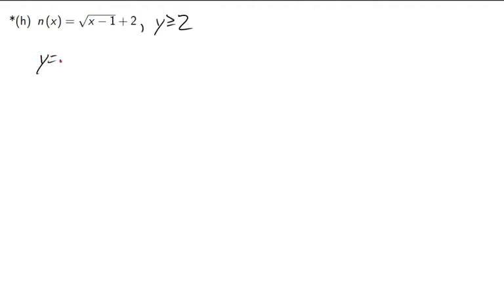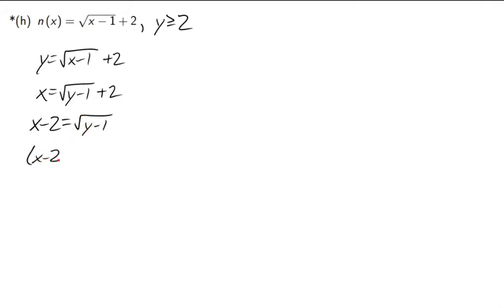So we get y equals square root of x minus 1 plus 2. x equals the square root of y minus 1 plus 2. Subtract 2 from both sides to get x minus 2 equals the square root of y minus 1. Then we'll square both sides. And we get x minus 2 squared equals y minus 1. Now remember, the last time we did this introduced an extraneous solution. So let's copy these y bounds.